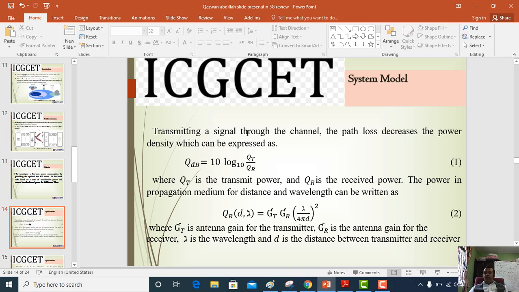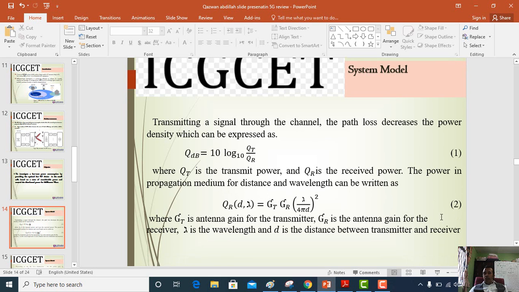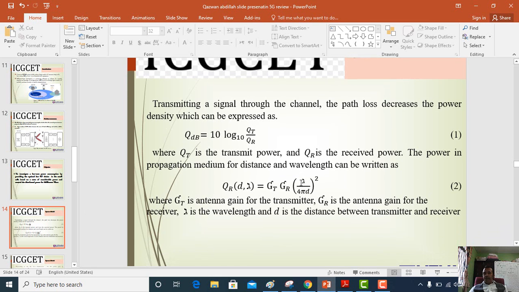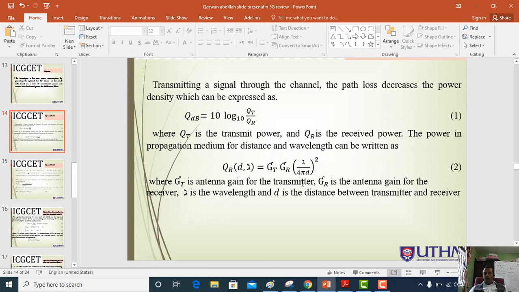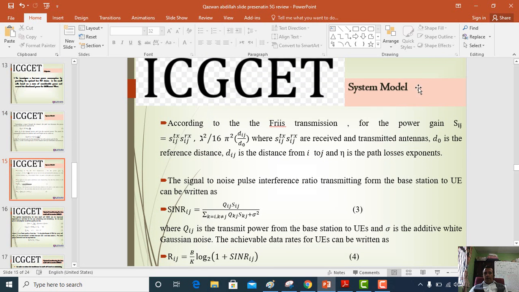The signals are transmitted through the channel. The path loss decreases the power density and can be expressed in equation 1. The power in the propagation medium for distance and wavelength can be written in equation 2. Here is the equation for power gain.